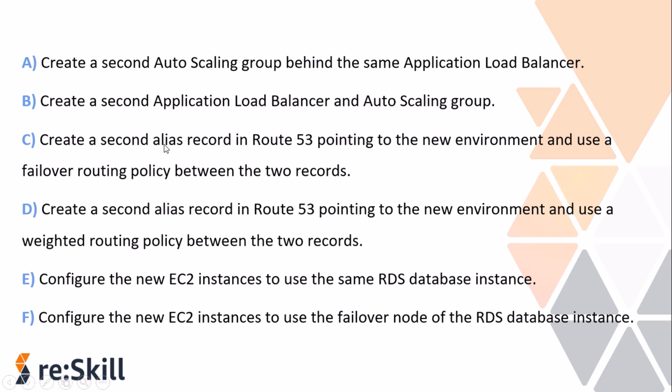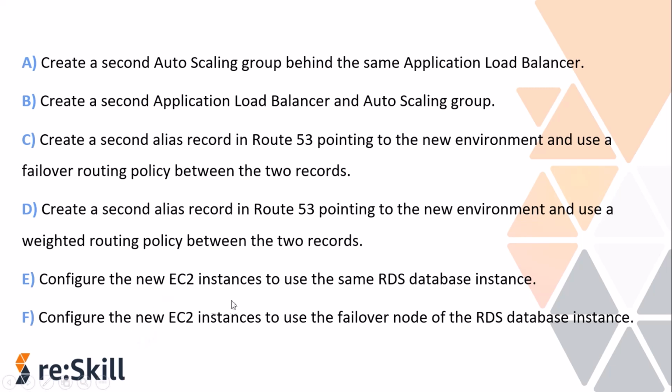C option, create a second alias record and use a failover routing policy. Again, this is incorrect, because failover routing policy will only route the traffic to one environment at a time. If the first is healthy, it will route the traffic to that. If the second is healthy and the first has gone unhealthy, it will route the traffic to the second one, that is the green one. But we want to shift between blue and green, both of them. That's why weighted routing would be a good option so that we can adjust the weights, so that some amount of traffic goes to the blue environment and some to the green environment. So D is also correct.